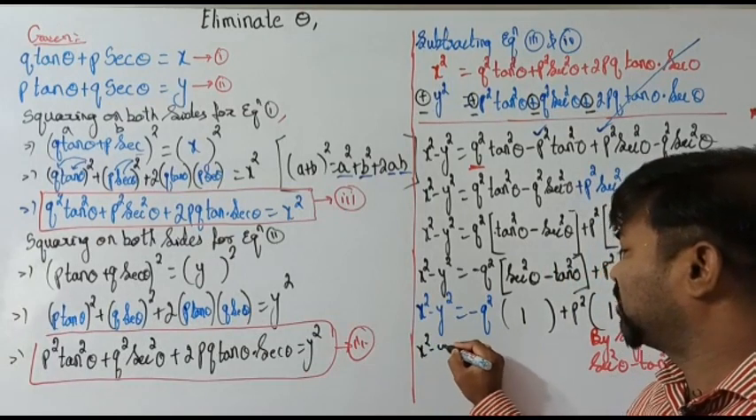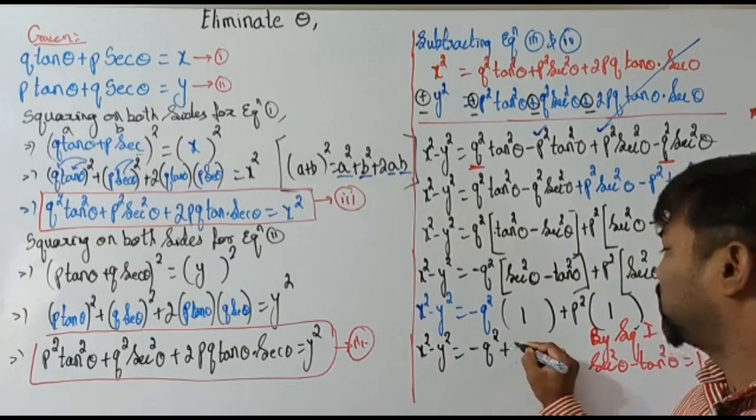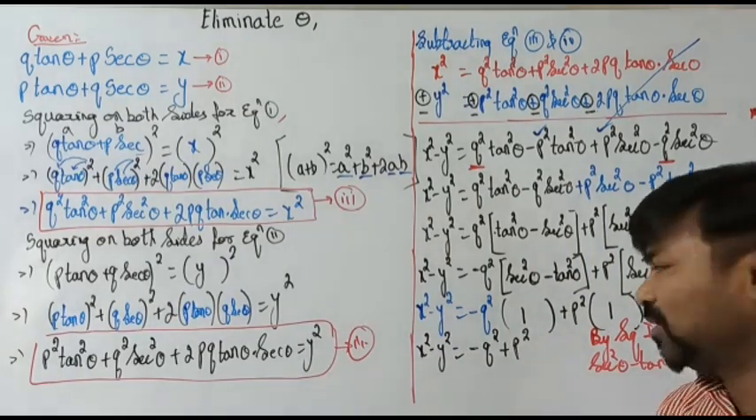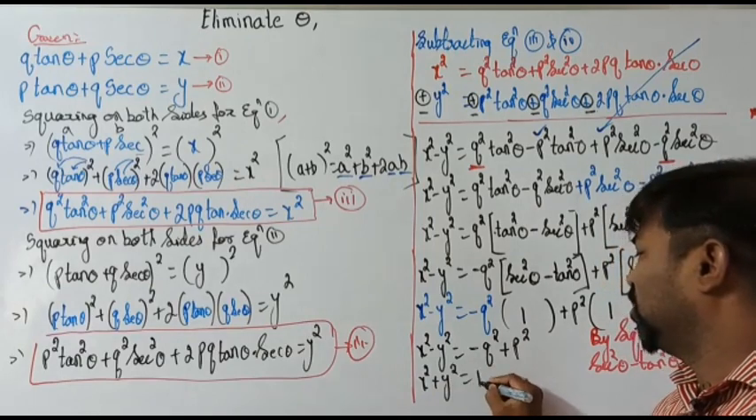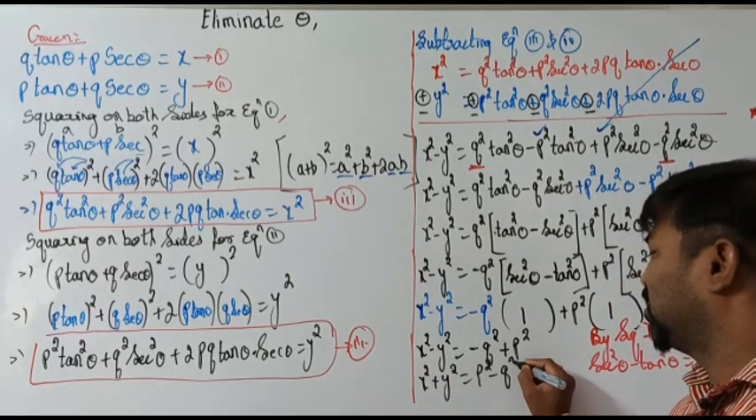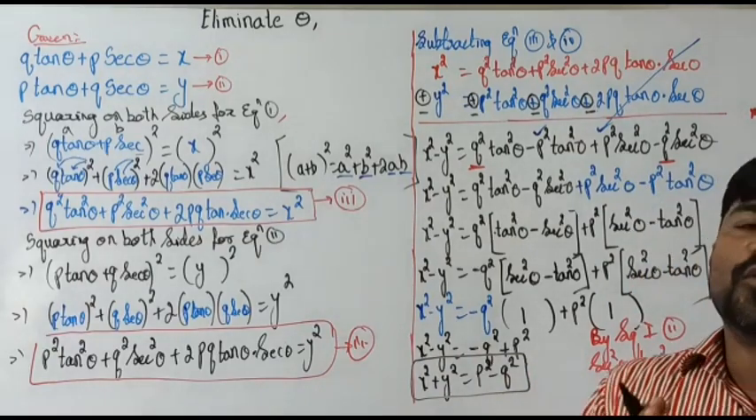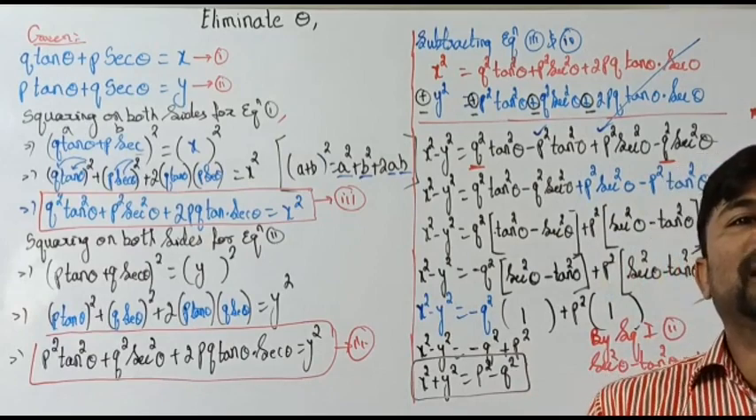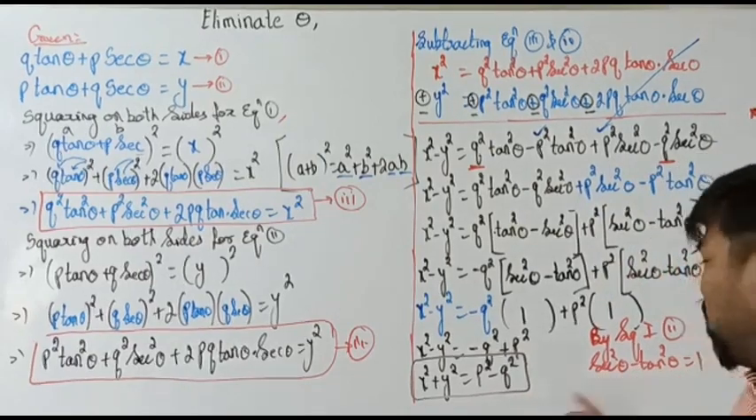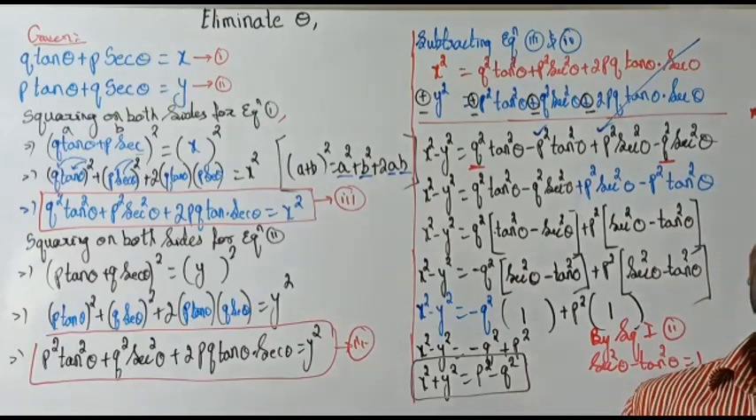X square minus y square is equal to minus q square plus p square. I am shifting the places. X square plus y square is equal to p square minus q square. So we got an expression where we don't have the theta. We have eliminated the theta at the last by using the square identity, secant square theta minus tan square theta is equal to 1.